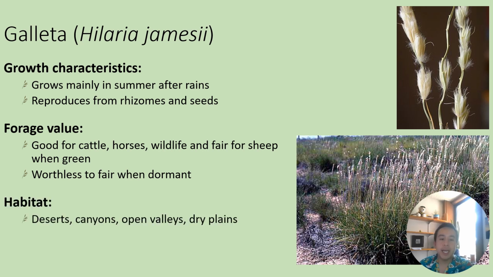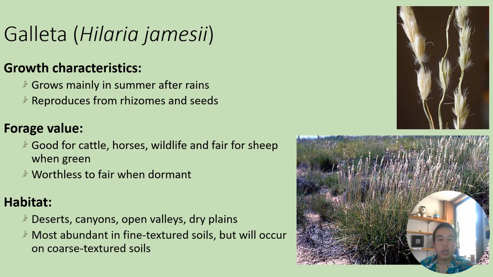In terms of its habitat, it typically occurs in deserts, canyons, open valleys, and dry plains, and is really abundant in fine textured, so clay-like soils, but can also occur in coarser, sandier types of soils. And so here again is kind of the example. You can see how wavy that rachis is.